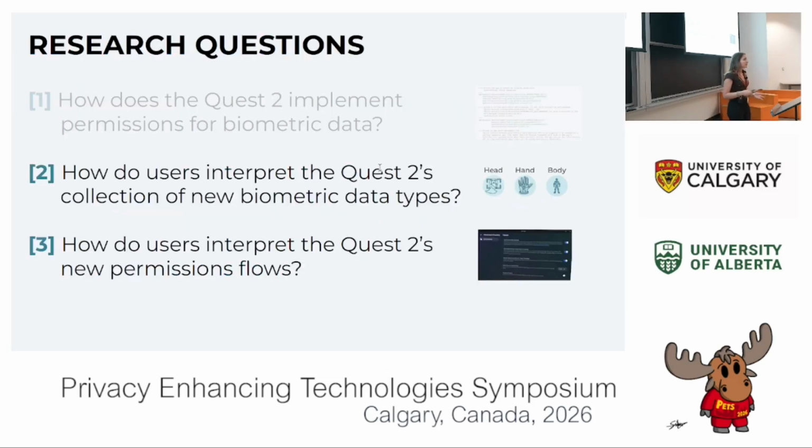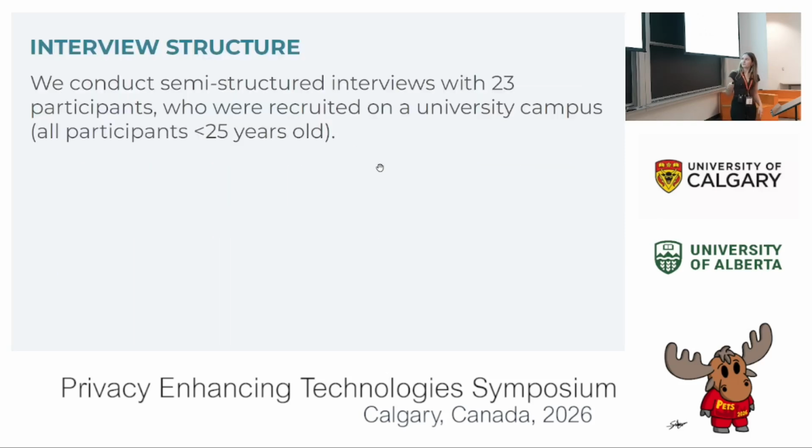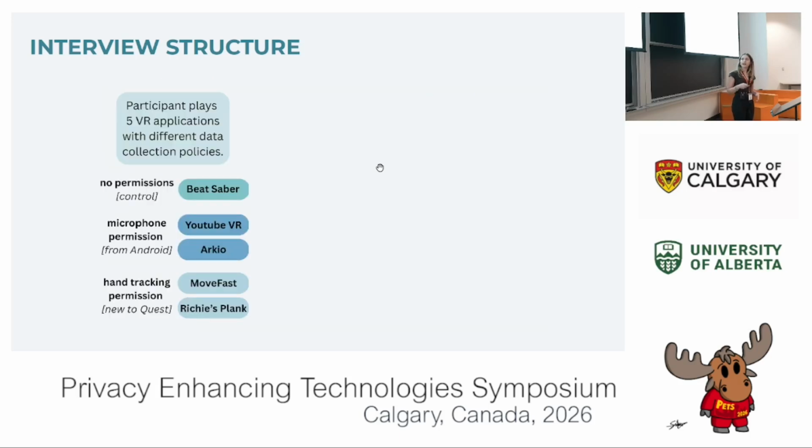So given the introduction of these new data types and new permissions flows, we wanted to understand how users were interpreting these permissions and data flows. And to do so, we conducted a semi-structured interview study with 23 participants recruited from a university campus, where we have them play on a real Quest 2. They use 5 different applications, the first of which acts as a control, so no permissions. The second 2 request access to the microphone, so we see that traditional Android pop-up permission for both. And the last 2 request hand tracking. The first one goes through that global flow, and the second one is automatically granted that permission.